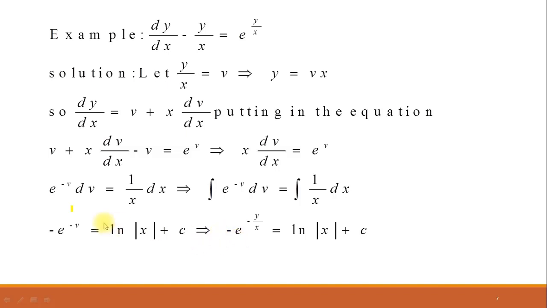So in this solution, replacing v by y/x, we get the general solution -e^(-y/x) = ln x + c. So this is the general solution of the given homogeneous differential equation.